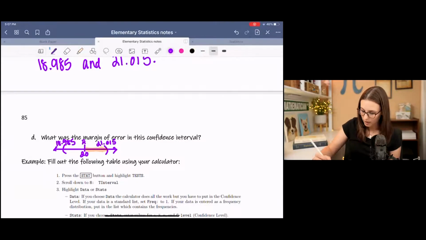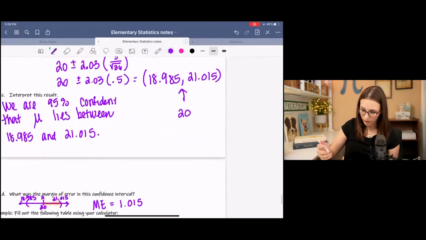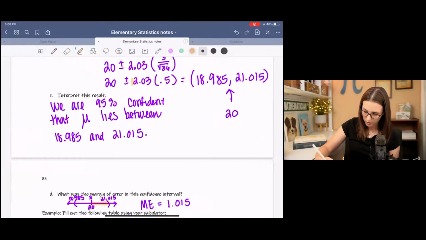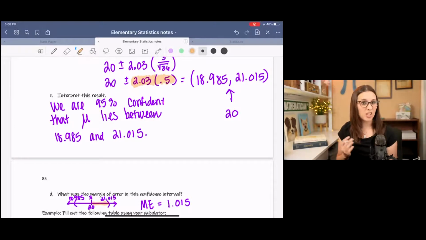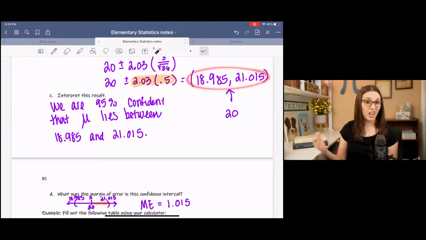And that is 1.015, which comes from this piece right here. So you can see it two different ways. You can see it from when you fill in your formula, or you can see it from knowing the distance between the center and the edge.